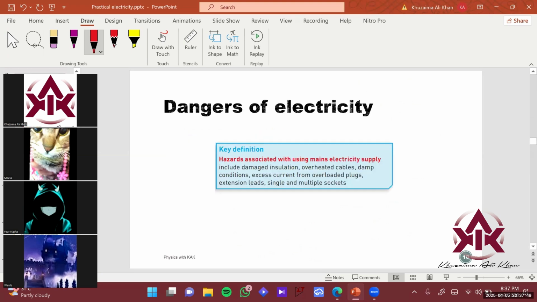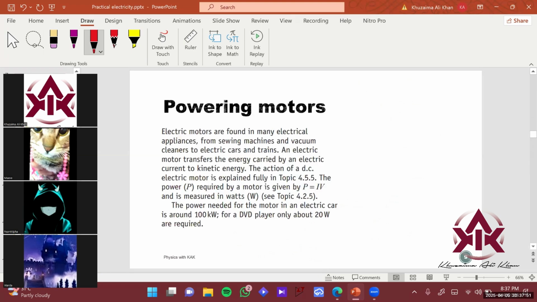Then we have motors. Let's imagine what motors are. Let me just explain what motors are here. Again, a motor accepts electricity as an input and outputs what? It outputs a force, right?